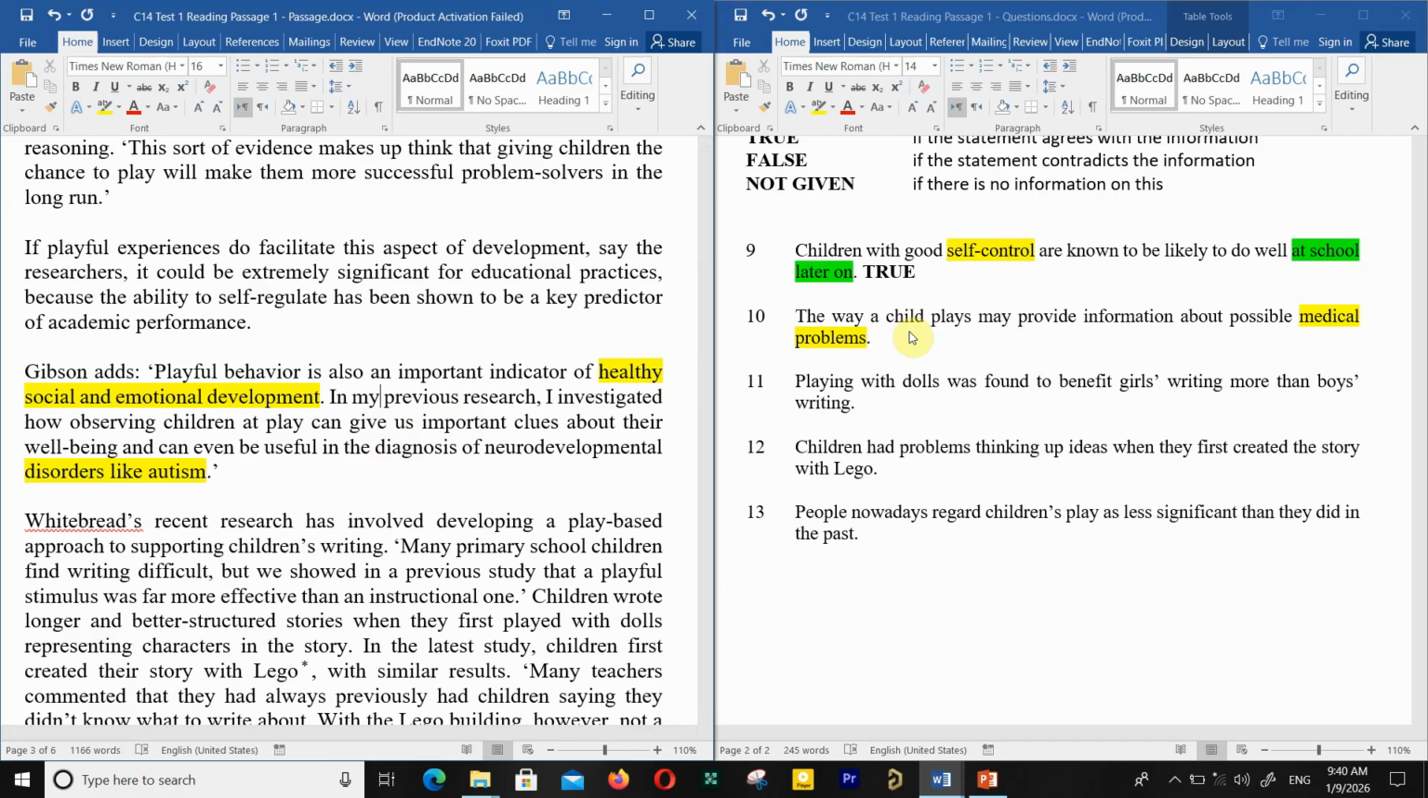Now focusing on answering: the way a child plays may provide information about possible medical problems. So playful behavior is also an important indicator of healthy social and emotional development. In my previous research, I investigated how observing children at play can give us clues about their well-being, and can even be useful in the diagnosis of neurodevelopmental disorders like autism. So it completely agrees with this statement. So the answer is completely true.